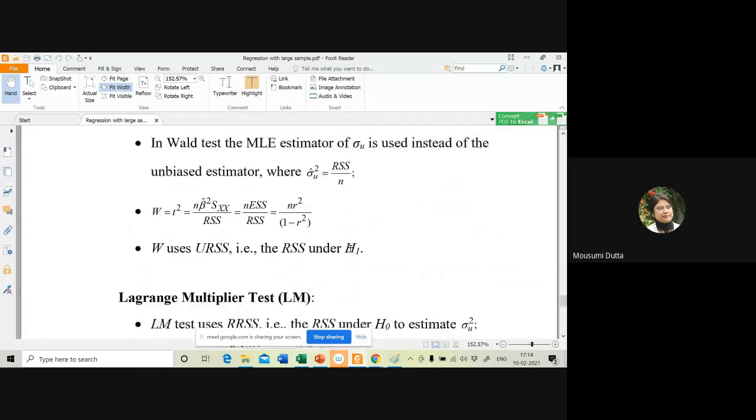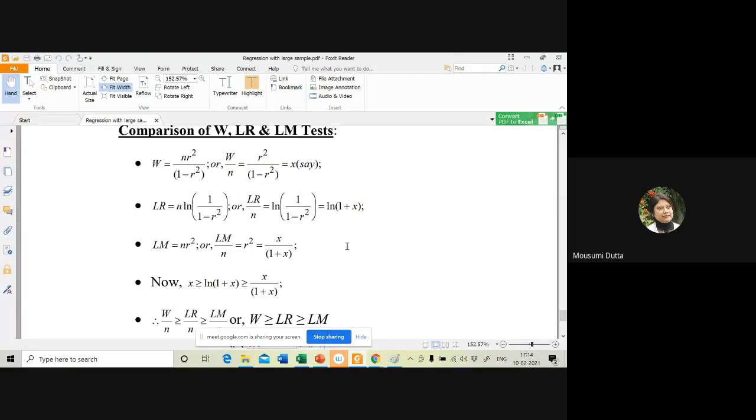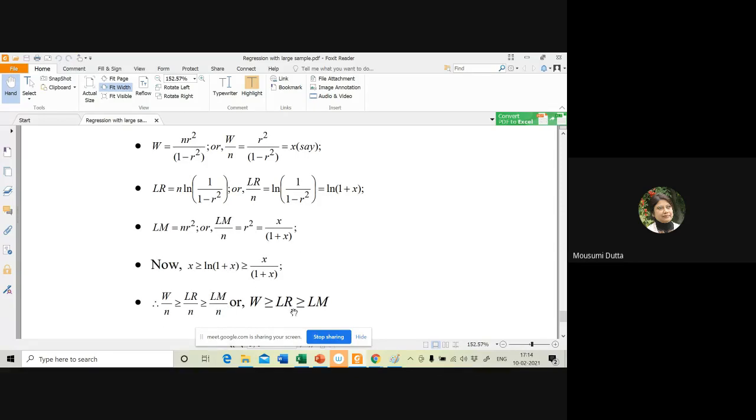So finally, what we need to do is compare the Wald test, the likelihood ratio test, and the Lagrange multiplier test. And using these steps, we can show that W is greater than or equal to LR, which is greater than or equal to LM. Everything is technical unless you look at it; you will feel that it's very difficult, but it's not that difficult. I have written everything in a simplified manner, so I hope if you go through these things, you will understand the steps.